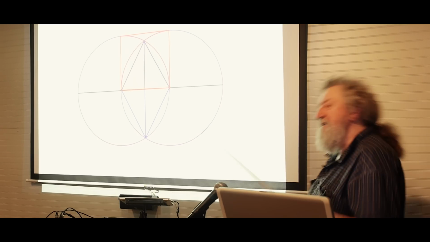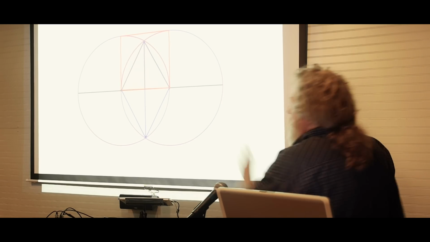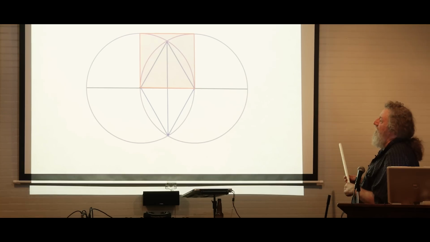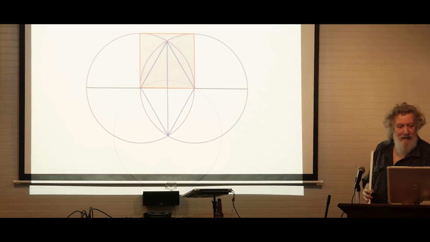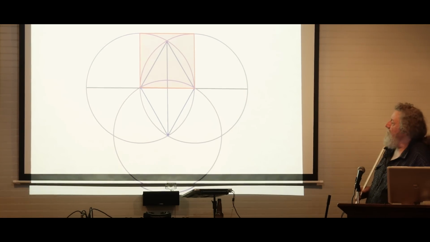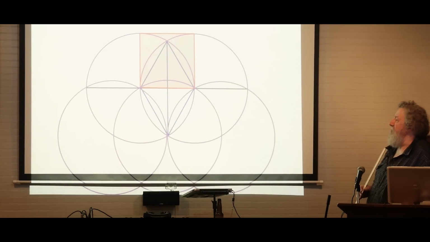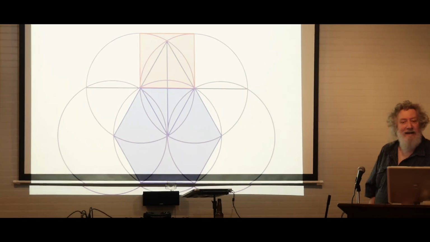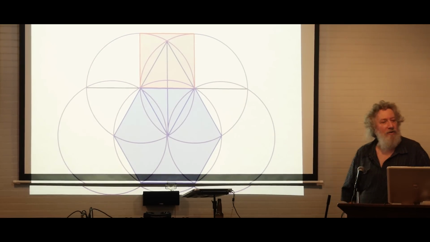And of course, then by simple geometric steps, we can superimpose a square on there. We can add another circle. We can add more circles. And we find we can get a nice hexagon in there. And you know, a hexagon is composed of 6 equilateral triangles, isn't it?